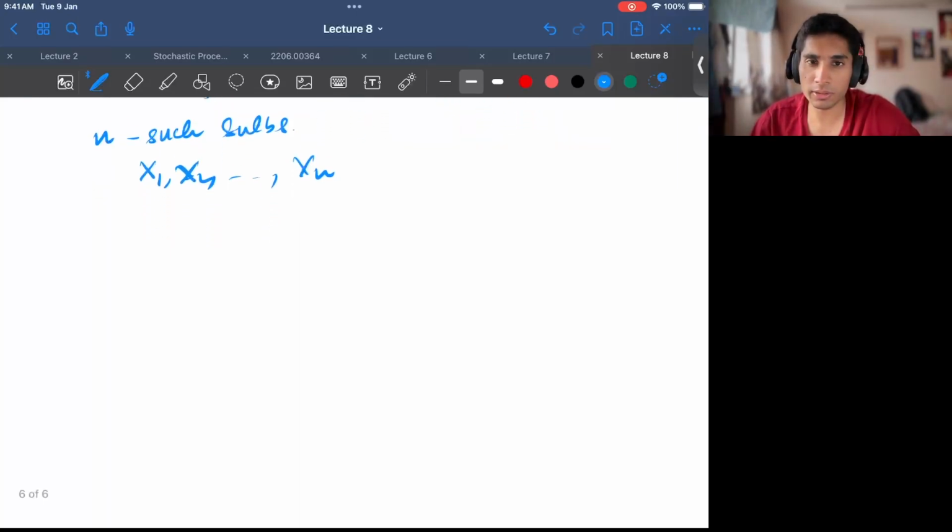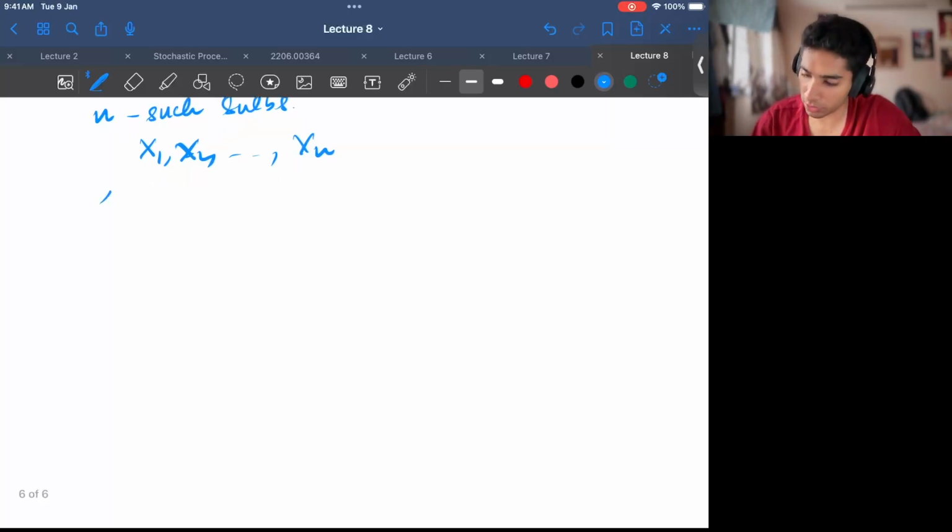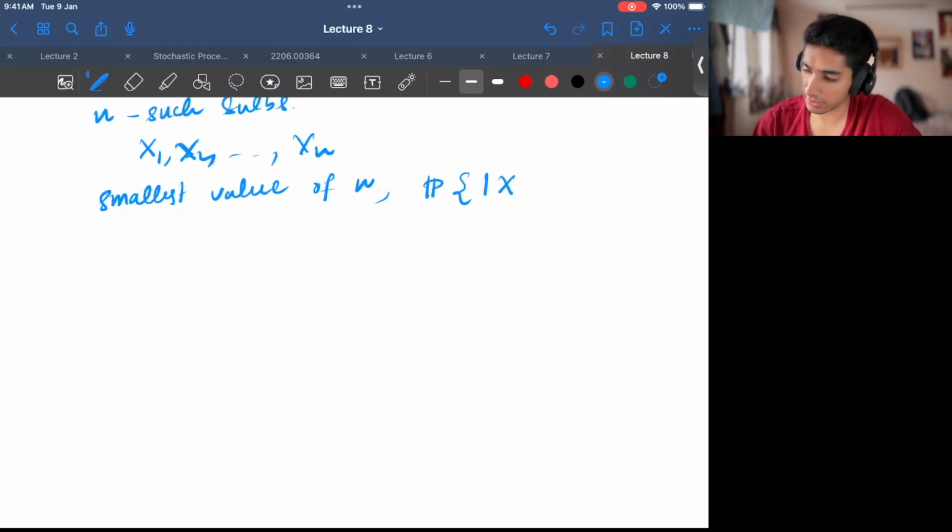So the question is: what is the smallest value of n so that the probability that the difference between x bar, the average failure time, and mu is less than or equal to 40 is greater than or equal to 0.9? This is asked to you.